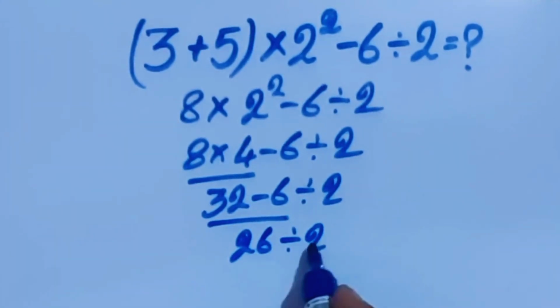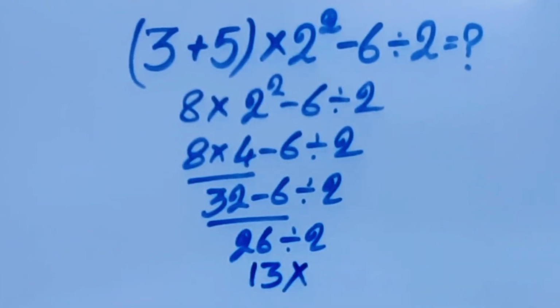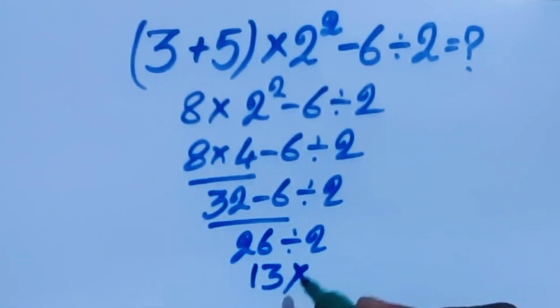Here 26 divided by 2 is 13, which is the wrong answer. As per this order of operation, 13 is the wrong answer.